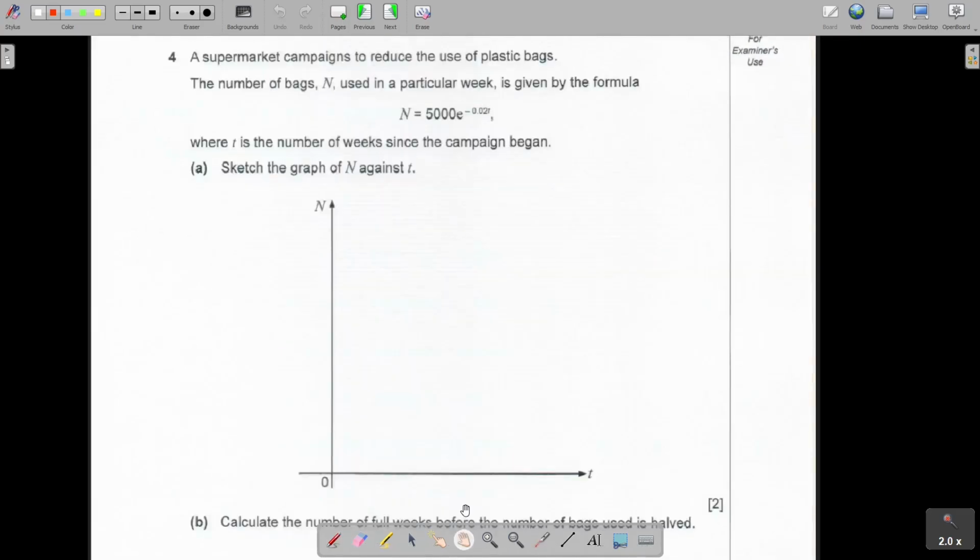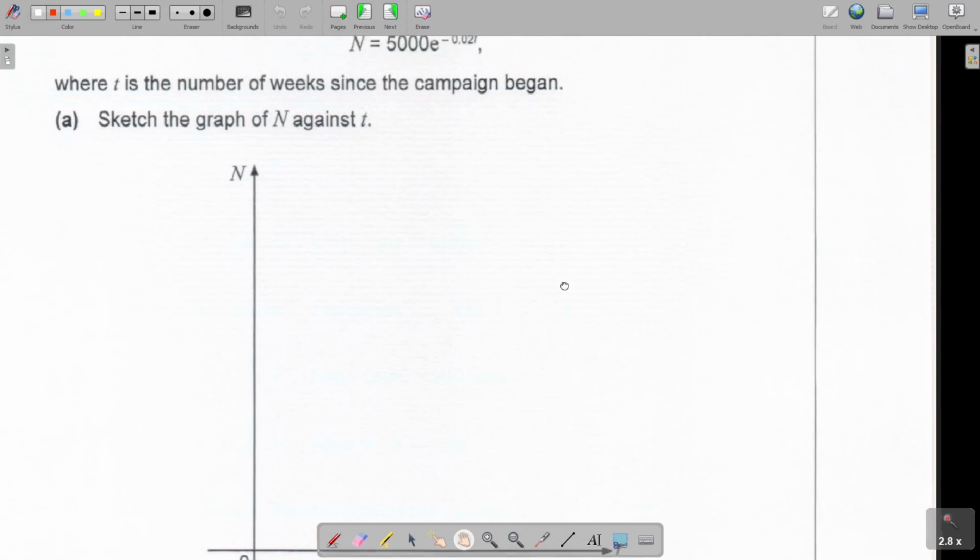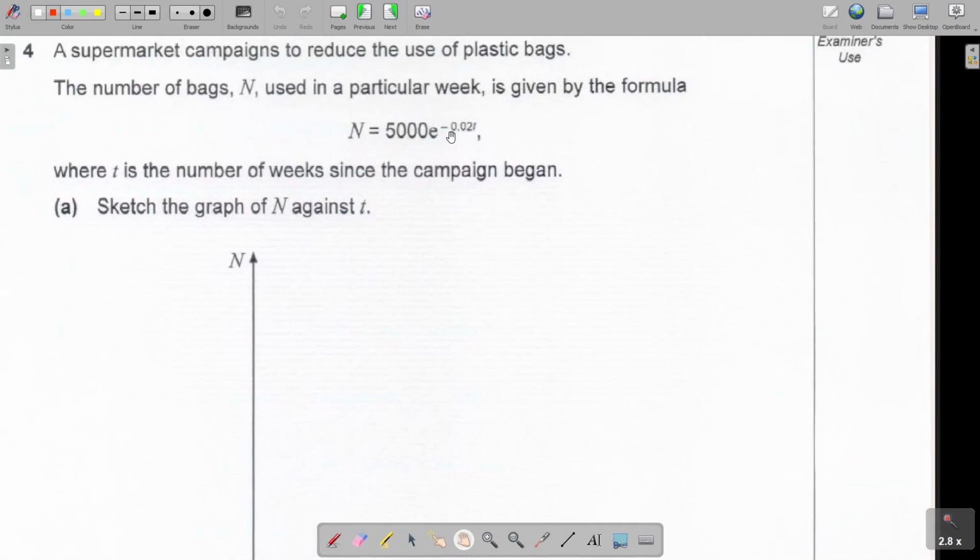Let's start with question number 4. A supermarket campaigns to reduce the use of plastic bags. The number of bags N used in a particular week is given by the formula there. So N equals 5,000 e to the power, I'm just going to make it bigger so you can see better, -0.02t, where t is the number of weeks since the campaign began. Sketch the graph of N against t.